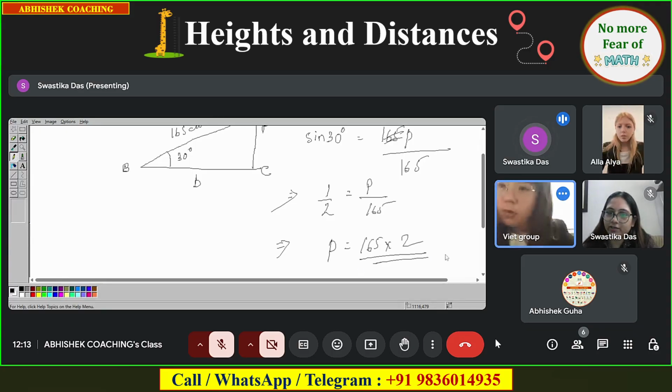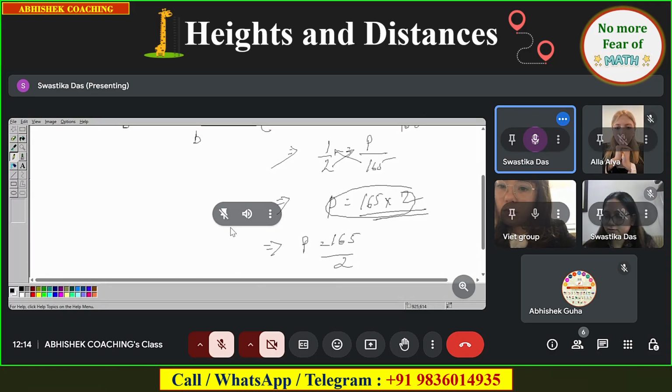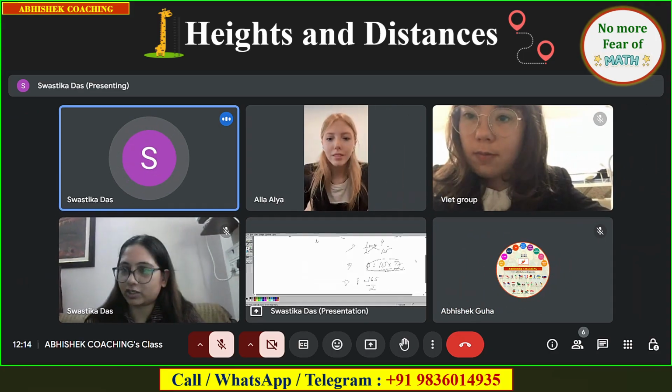Is this correct, how I performed the calculation? We need to divide it by two, right? Yes, it's a cross calculation. So my perpendicular would be P equals 165 divided by 2. Correct?